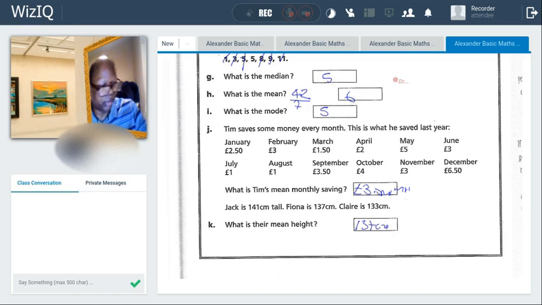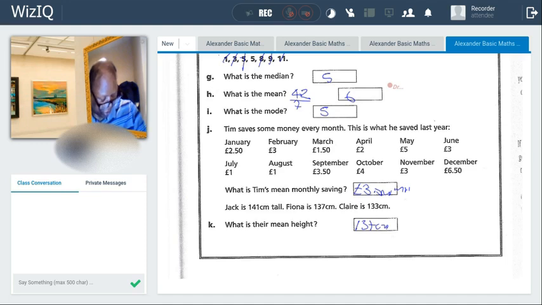20 customers each gave a restaurant a mark out of 10. So maybe they were trying to evaluate how good this restaurant is. Their marks are shown below. Find the modal mark, the median mark, the mean mark, and the range. So what we need to do is order this data from the smallest to the largest first before we start working on anything. And that's what you see there.